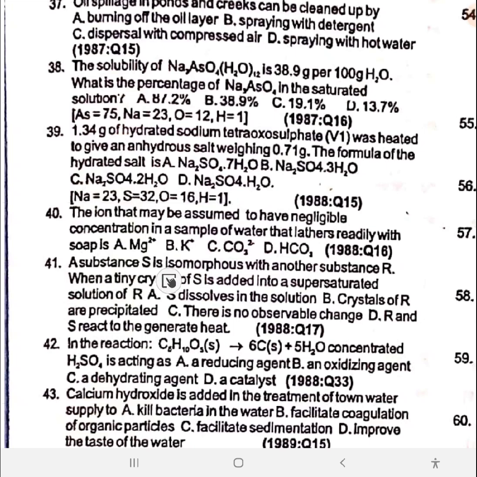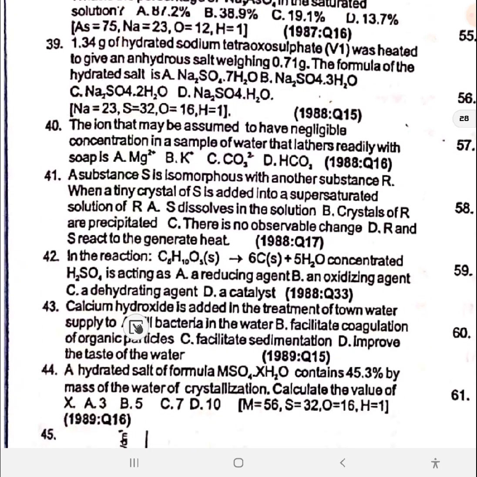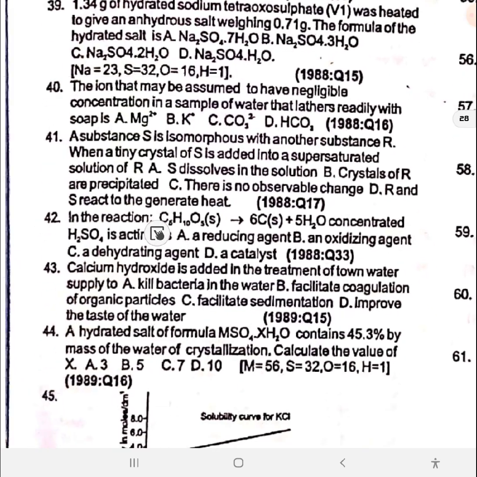A substance S is isomorphous with another substance R. When a tiny crystal of S is added into a saturated solution of R, what will happen? Crystals of R are precipitated. 41 is option B. 42. In the reaction, you get this. Concentrated H2SO4 is acting here as a dehydrating agent. 42 is option C, as a dehydrating agent.